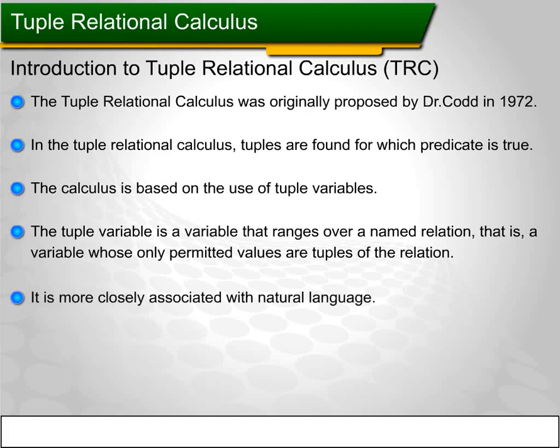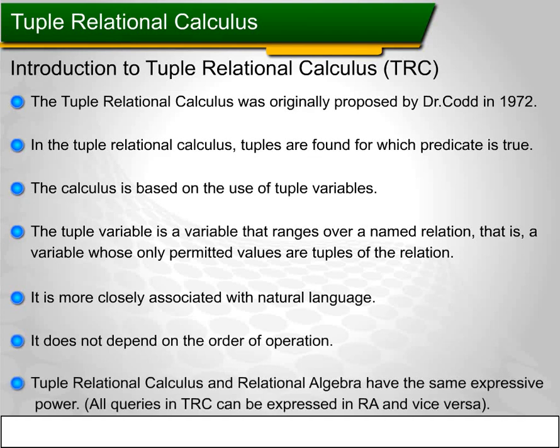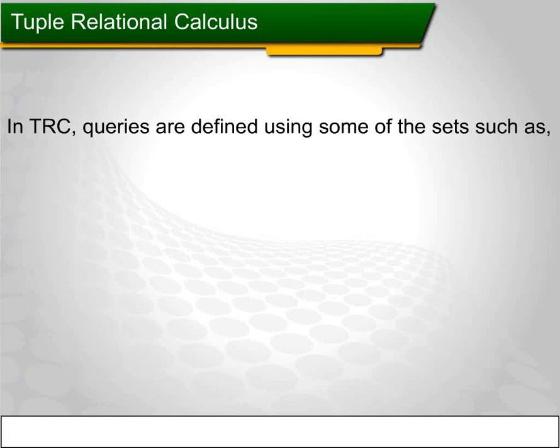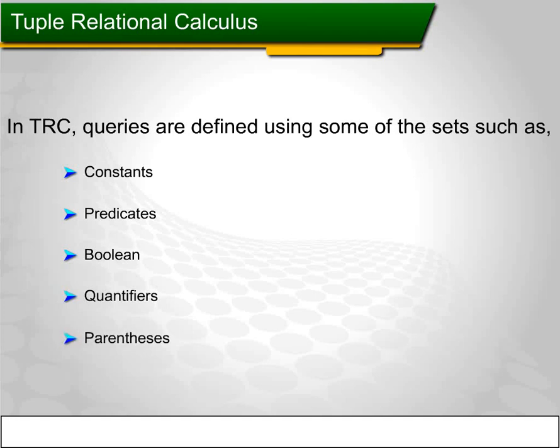It is more closely associated with natural language. It does not depend on the order of operations. Tuple relational calculus and relational algebra have the same expressive power. All queries in TRC can be expressed in RA and vice versa. In TRC, queries are defined using some of the sets such as constants, predicates, Boolean, quantifiers, and parentheses.